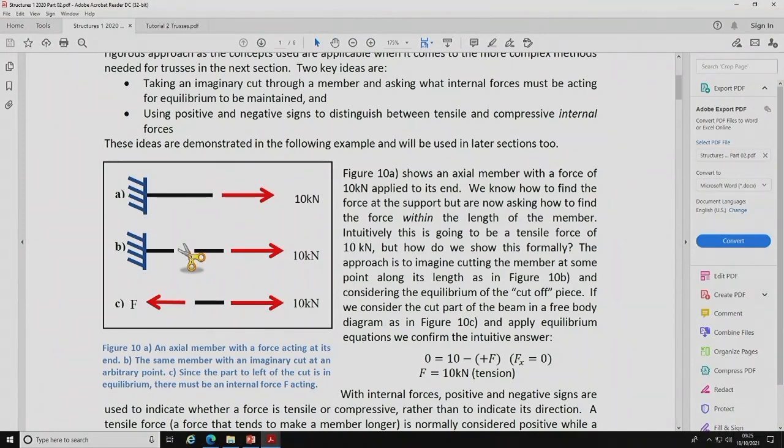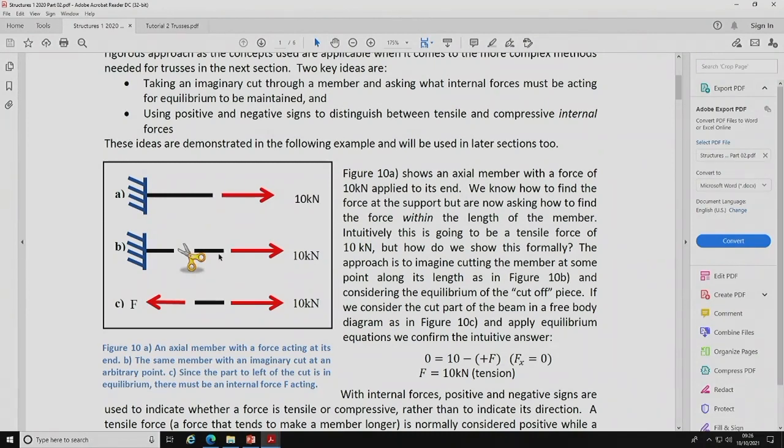So you cut at one point. A cut means a virtual cut. So you cut and separate it into two parts. This bar becomes two bars, one which is connected to the support, and one is sort of free, attached with the load.